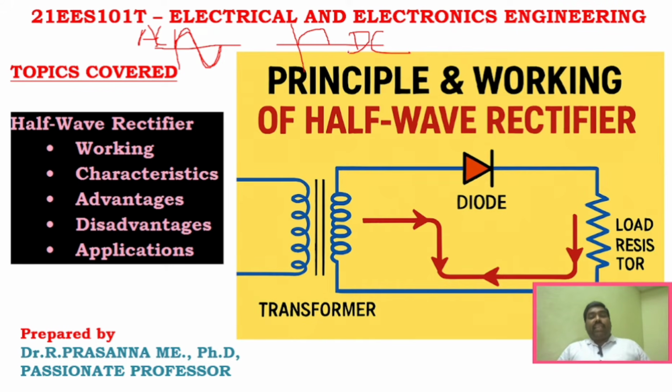So in this rectifier we have half-wave rectifier and full-wave rectifier. What is meant by half-wave rectifier? If it rectifies only one half cycle of an AC, either a positive cycle or negative cycle, then that is called a half-wave rectifier. Whereas if it rectifies both positive as well as negative cycle, then that is called a full-wave rectifier. In this video, we will see the working of half-wave rectifier, the characteristics, advantages and applications of half-wave rectifier.